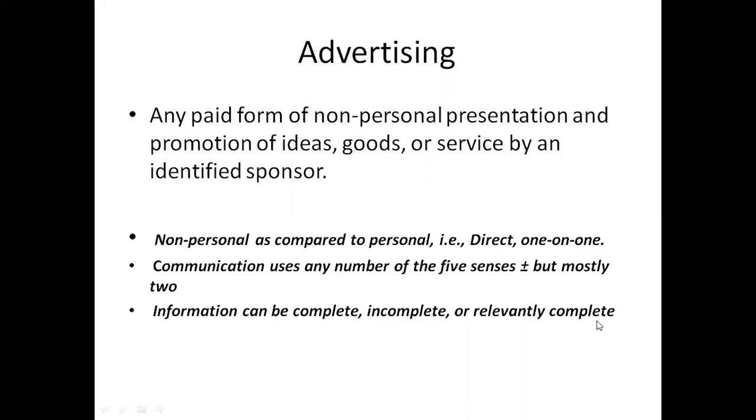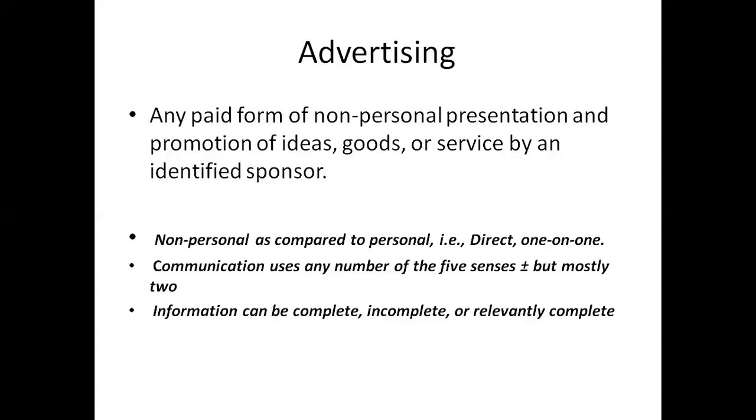Normally in advertisement, they communicate with users through any number of the five senses, like you can see it, you can listen to it, and sometimes there are ads on which you can interact with the sponsors. So basically the focus is to use all the five senses of the customer so that he can get more involved with your promotion message. And the information could be complete, incomplete, or relatively complete, because advertisements are short and you can't give the full description of the product.